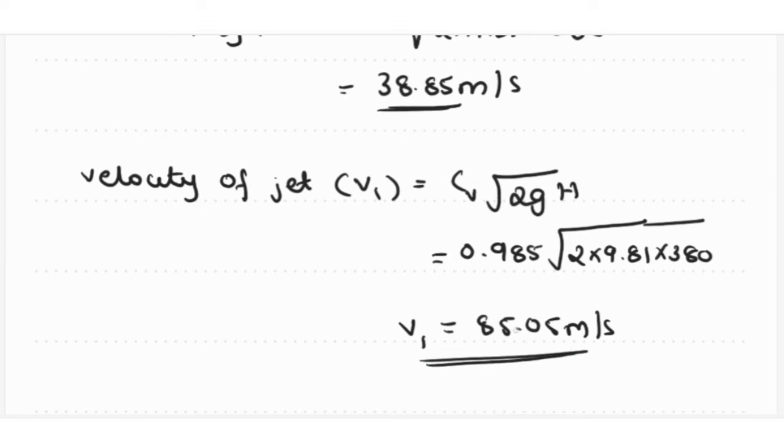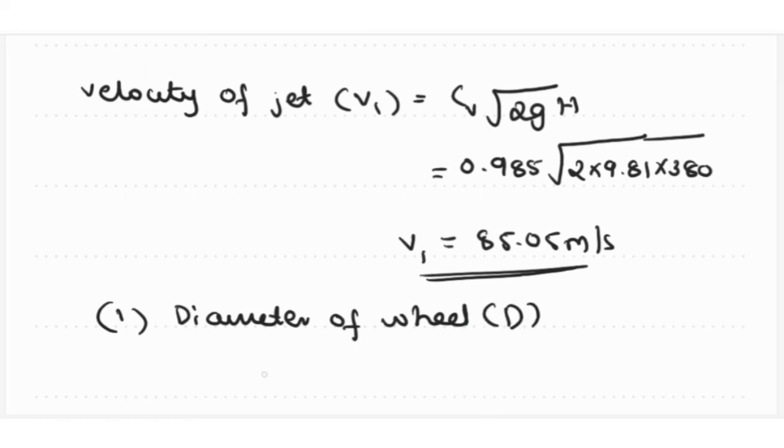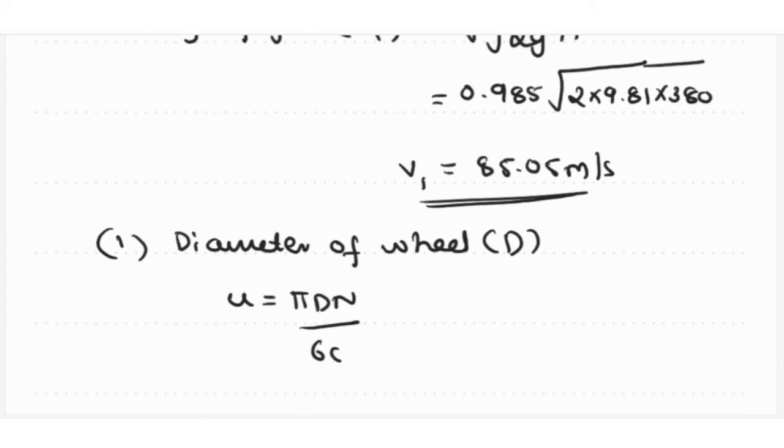meter per second. So here we know u now, and rotation speed is known, that is rpm, N is known. So we can calculate the diameter of wheel using the formula. First one is diameter of wheel, so using the formula u is equal to pi D N divided by 60.